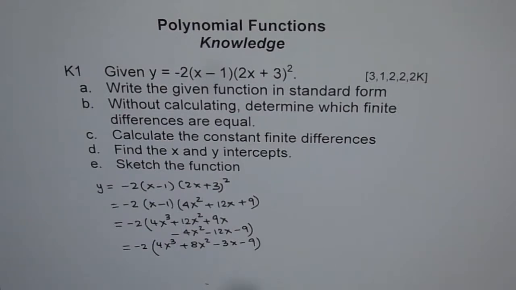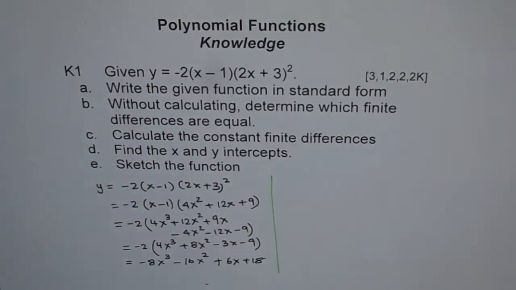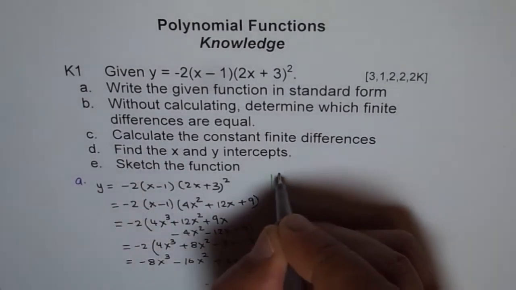Now we can multiply by minus 2, right? So minus 8x cubed, minus 16x squared, minus and minus becomes plus 6x and plus 18. So that's our equation in standard form. So we got the first part. So that is A, right? Let's do B.